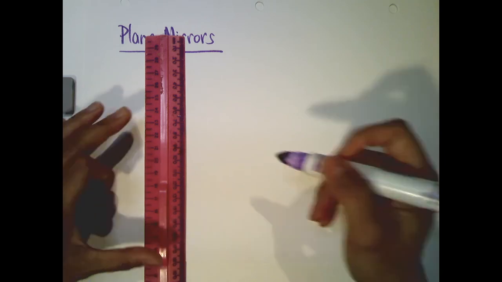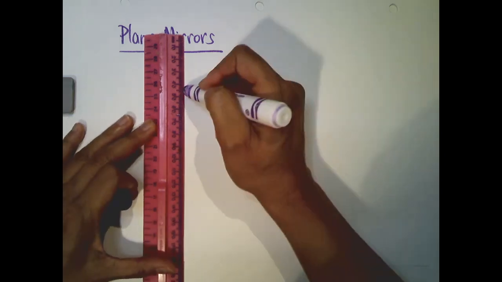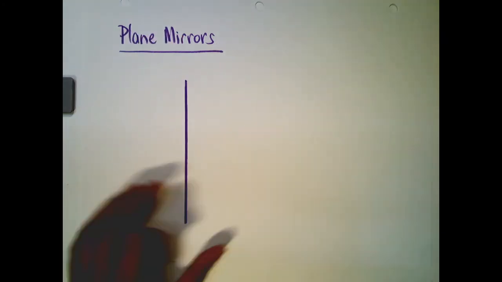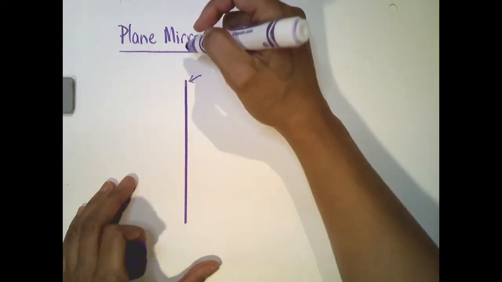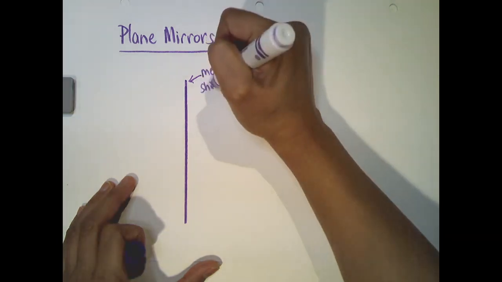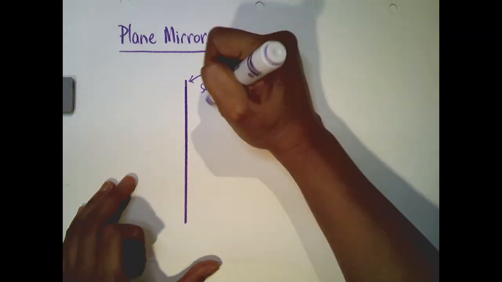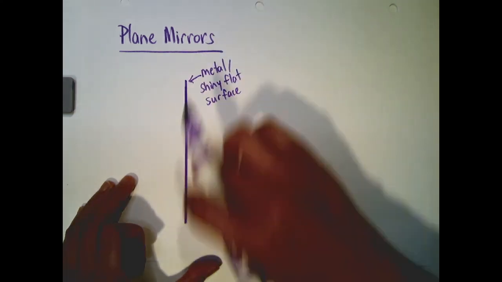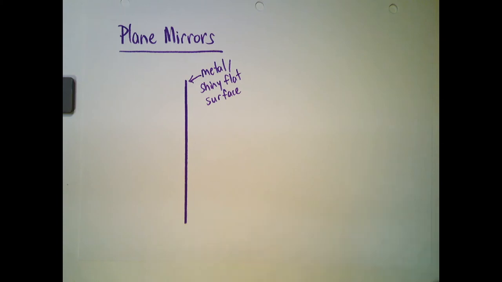And basically, what is a mirror? Well, when you get your regular mirror at home, essentially you have a backing. Typically, it is a metal shiny surface. So this would be a metal or shiny flat surface. And then, of course, you have the backing, which is typically white or the mirror holder itself.